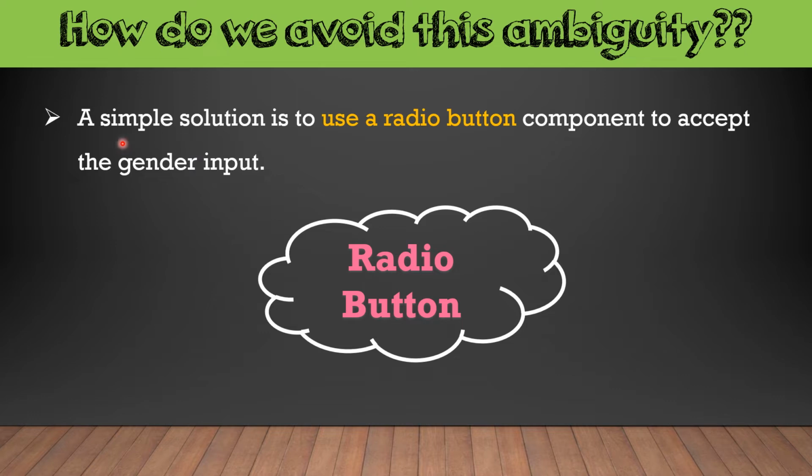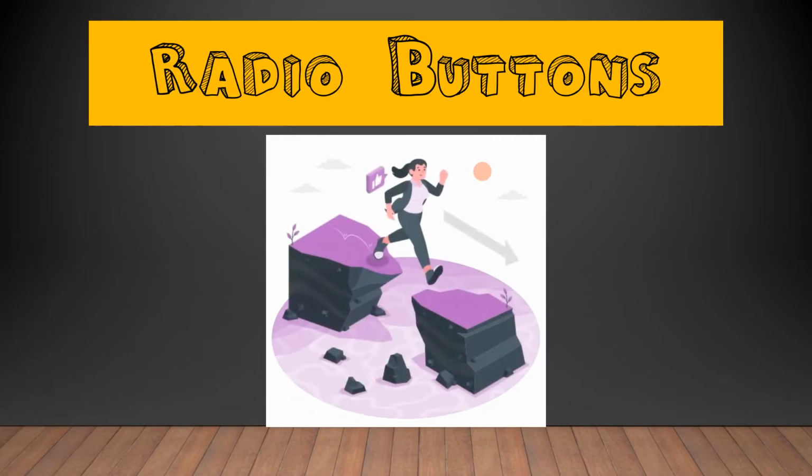So an easier approach for this problem is radio button. We can use the radio button component to accept the gender input, means the gender input that we are going to take from the user. We can use radio button for it instead of having a text field. Now what is the advantage of this? Let us see by the use of radio button. So let us start our topic, radio buttons.